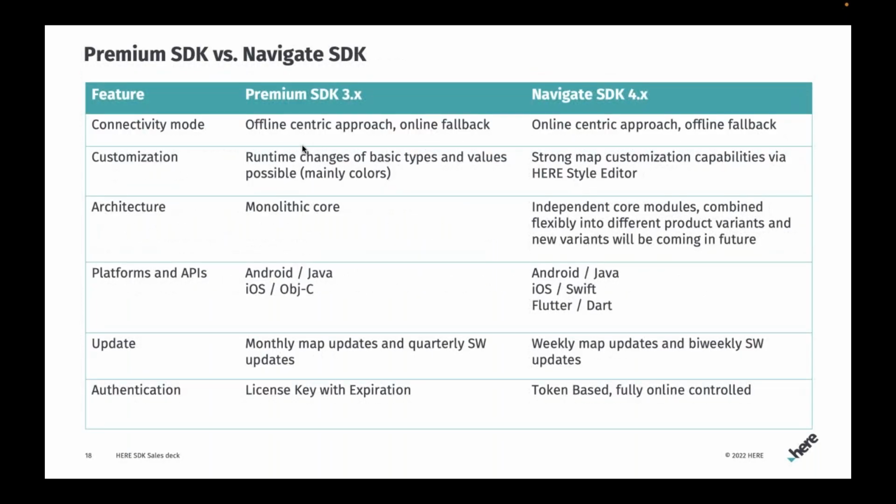Okay, so this slide precisely explains why you should upgrade, what advantages you have. We have chosen the most important feature categories, starting with connectivity mode. Premium SDK was more offline-centric, while online was still available, whereas the Navigate SDK is online-centric and offline as a fallback. Why is this shift?